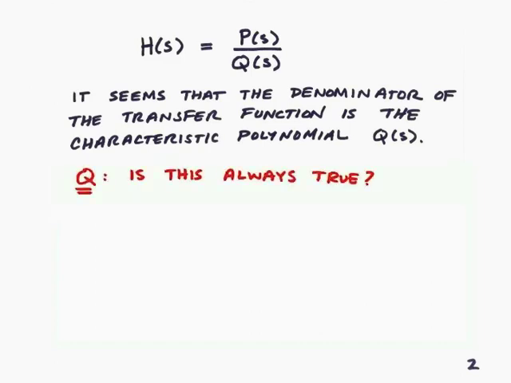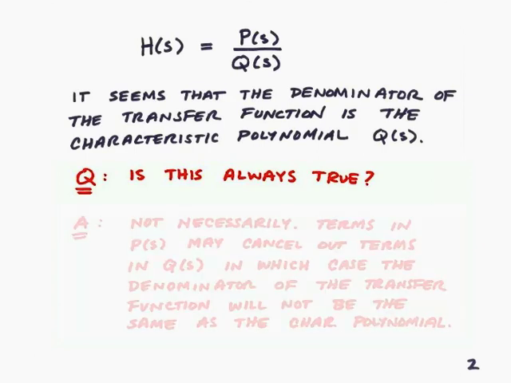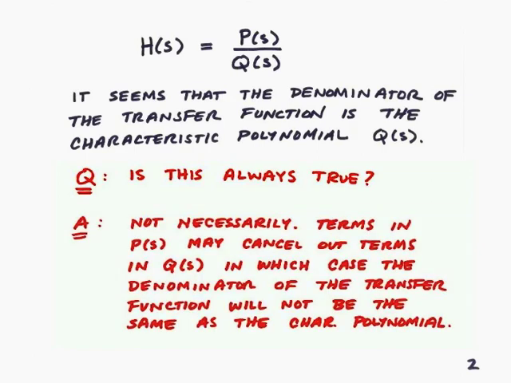So the question I want you to consider is: is this always true? If we look at the denominator of a transfer function, can we determine stability? Is it always the same as the characteristic polynomial? Now, since I'm spending time discussing this, you've probably guessed that the answer is no. And that's correct. This is sometimes true, but it's not always true.